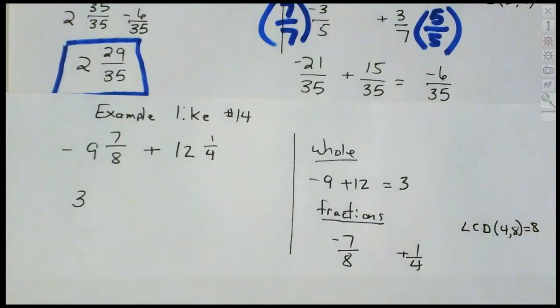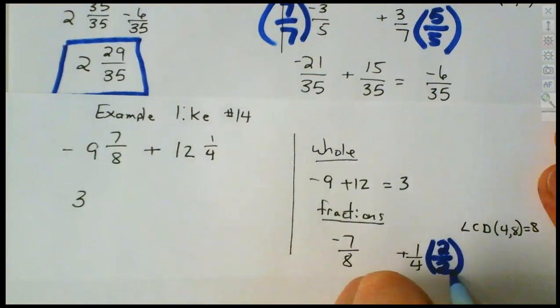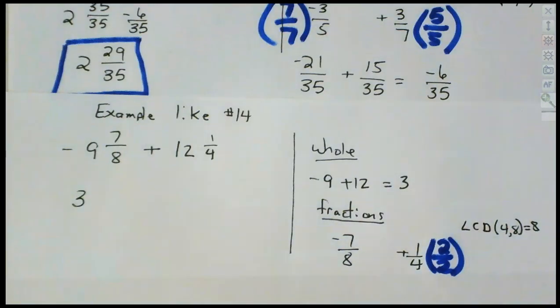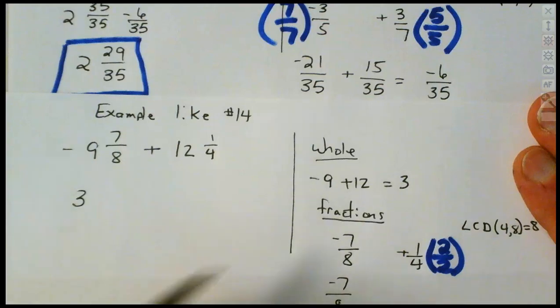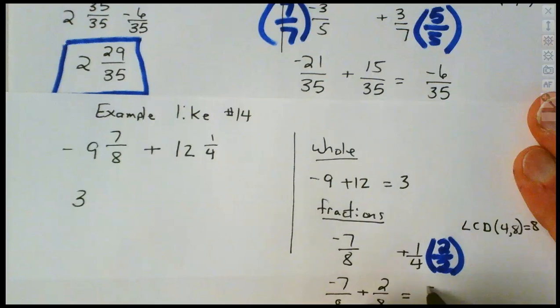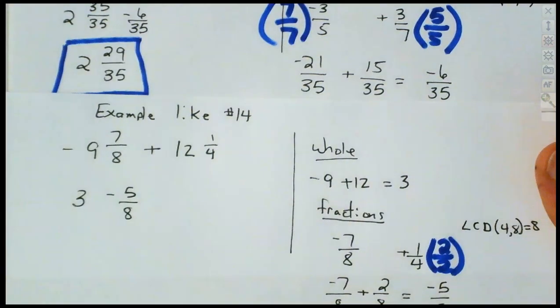So what do we now do? Well, 7/8 is already done. The 1/4, we multiply that by 2 over 2. And that leaves me then with a minus 7/8 plus 2/8, which is then minus 5/8. Slow down to make sure you see how that works. Is everyone okay with what we did there? So you will have a similar question on your final.